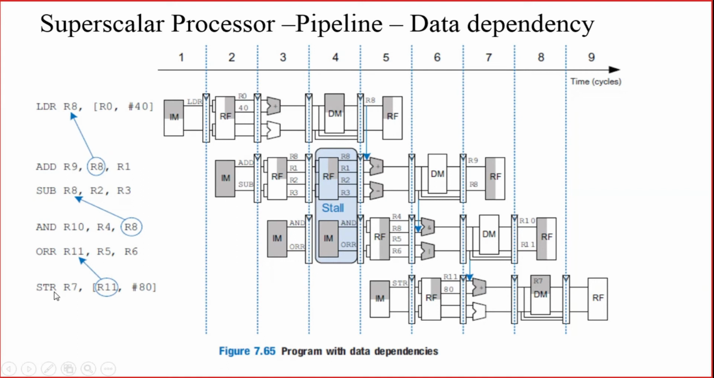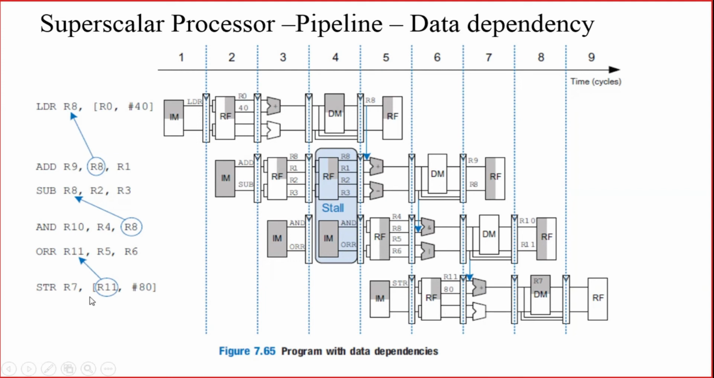Then in the last stage, store should be performed, but again there is a dependency of R11 between store and OR. And where will R11 be available? R11 will be available only after the execution stage of the OR operation. So according to this timing diagram, this is the execution stage of OR. After the execution stage, R11 is available. So for the store operation, stalling need not be done.